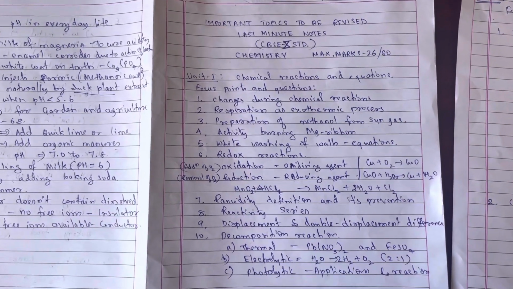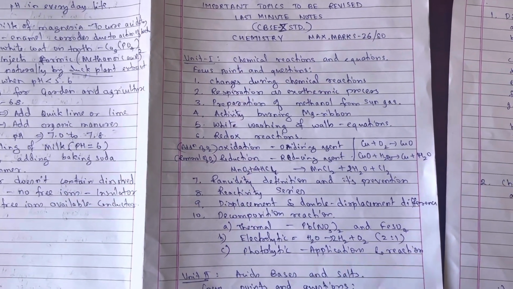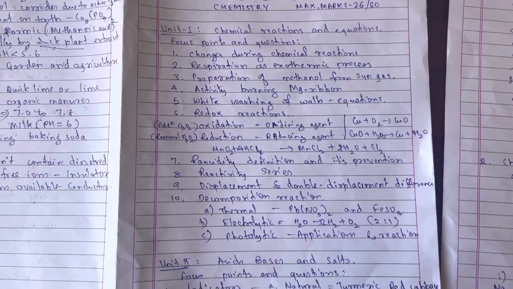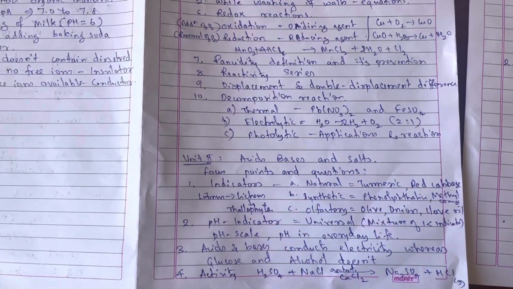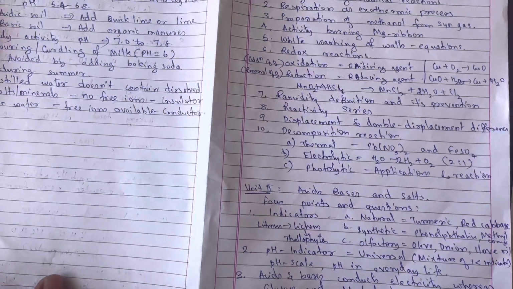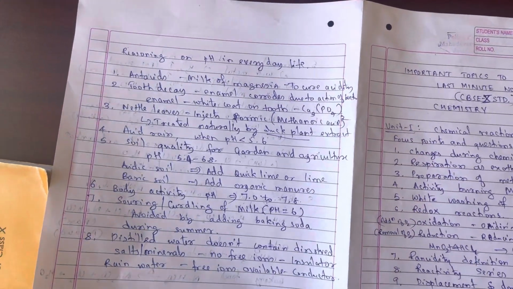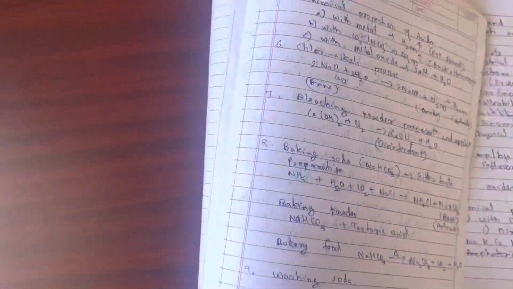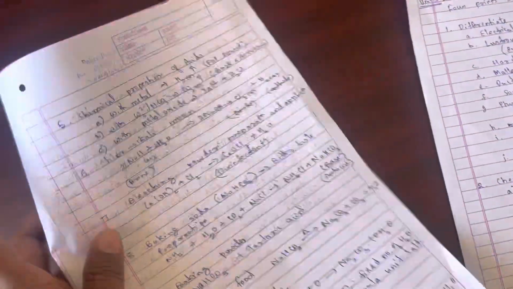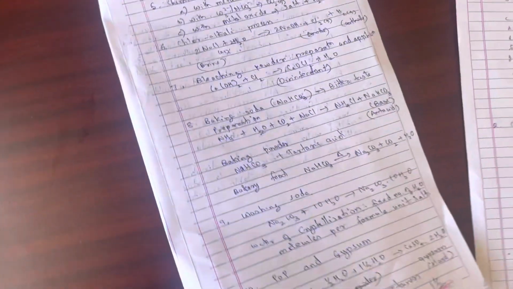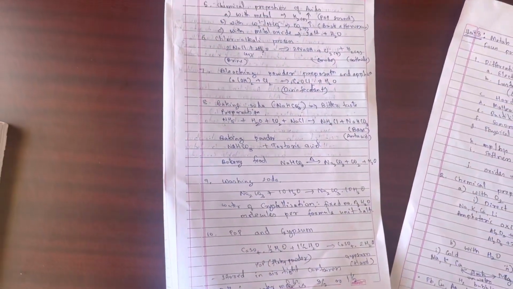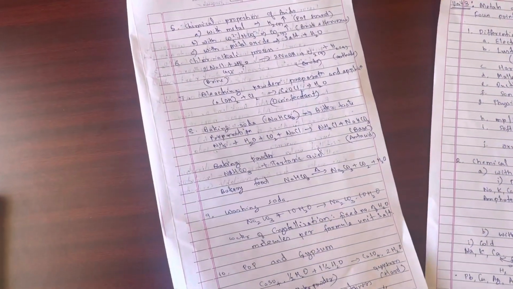chemical reactions and equation chapter. What we have completed initially, we had taken 10 points, and acid, bases and salts, we had nearly 10 points from that chapter too, and we focused mainly upon reasoning questions from pH in everyday life, and we also had a session on the chemical properties of acids and bases, and some salts also we have learned.